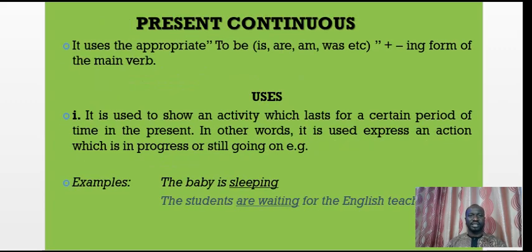We go to present continuous. How do we form the present continuous? It uses the appropriate word to be: is, are, am, was, by adding ing to the main verb. For example, it is used to show an activity which lasts for a certain period of time in the present. In other words, it is used to express an action which is in progress or still going on.